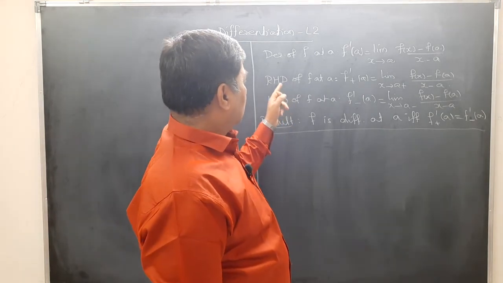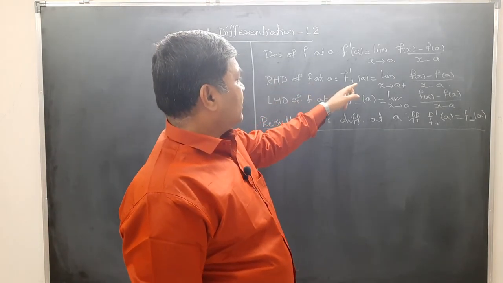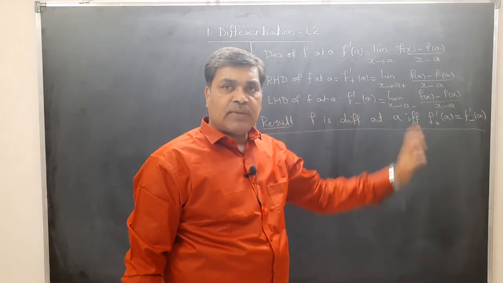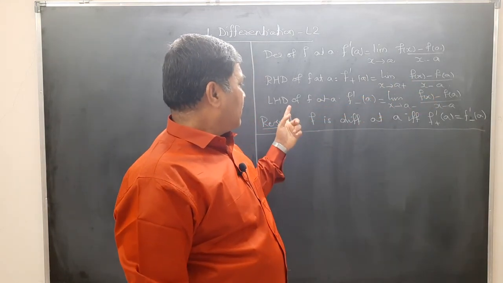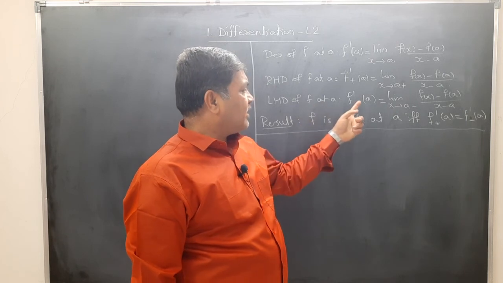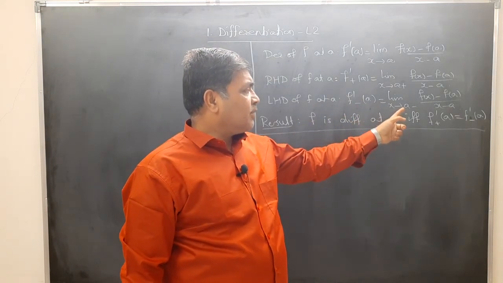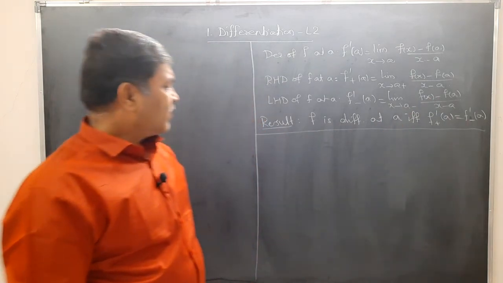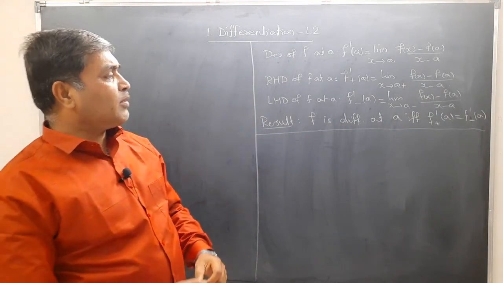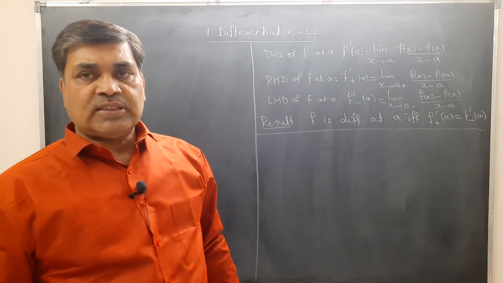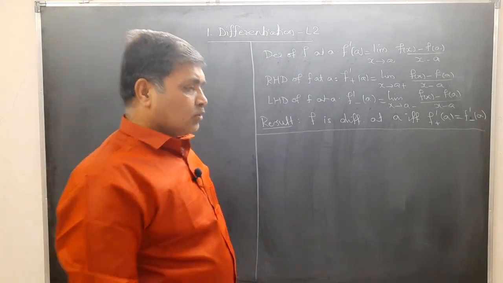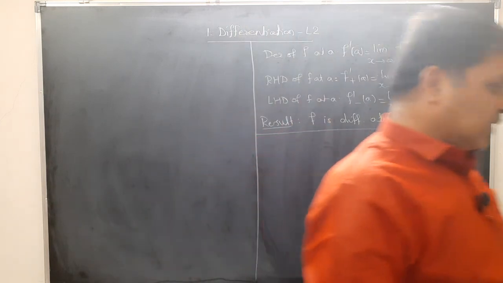So for that, the right hand derivative of f at a is f dash plus a, equal to limit x tends to a plus of f(x) minus f(a) divided by x minus a. The left hand derivative of f at a is f dash minus a, limit x tends to a minus of f(x) minus f(a) divided by x minus a, and f is differentiable at a if and only if f dash plus a is the same as f dash minus a. Okay, so we'll take examples from exercises.